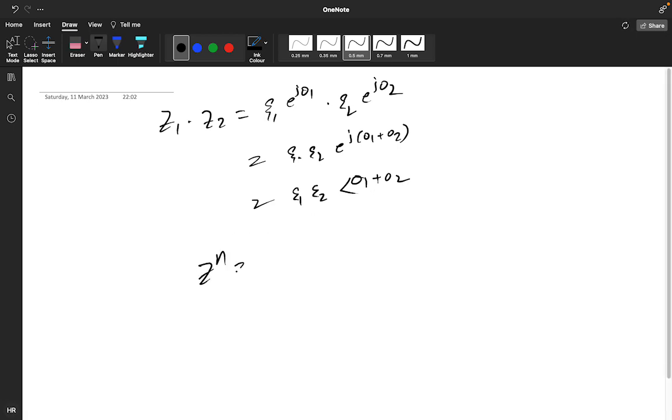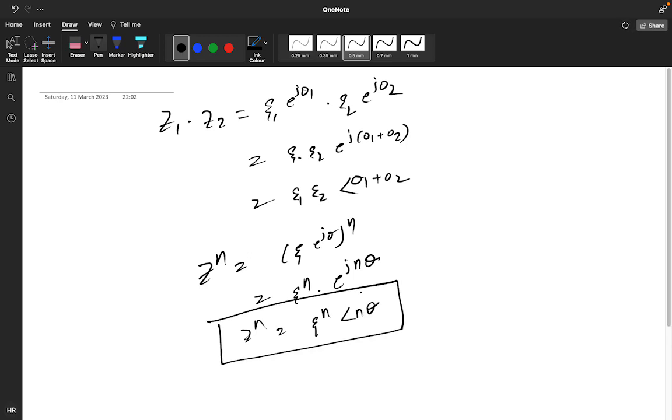What is the meaning? z to the power n means zeta e power j theta to the power n, and this can also be written as zeta to the power n into e power j n theta. So that's why z to the power n comes like zeta to the power n at angle n theta.